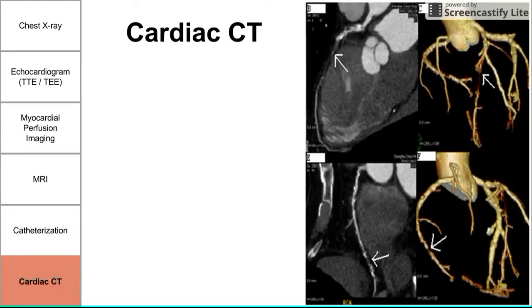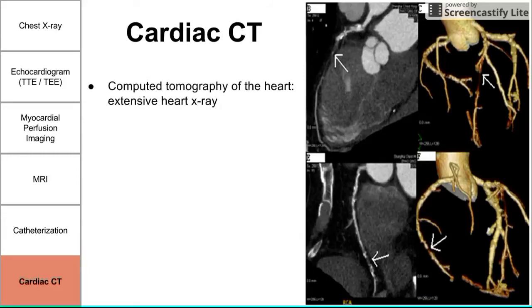And lastly, we have cardiac CT. CT is computed tomography, and cardiac is obviously computed tomography of the heart, which is a more complicated X-ray. It's not quite as simple as a normal chest X-ray. It's a series of X-rays that are put together by a computer to produce an image, and can also be used to produce a three-dimensional image.